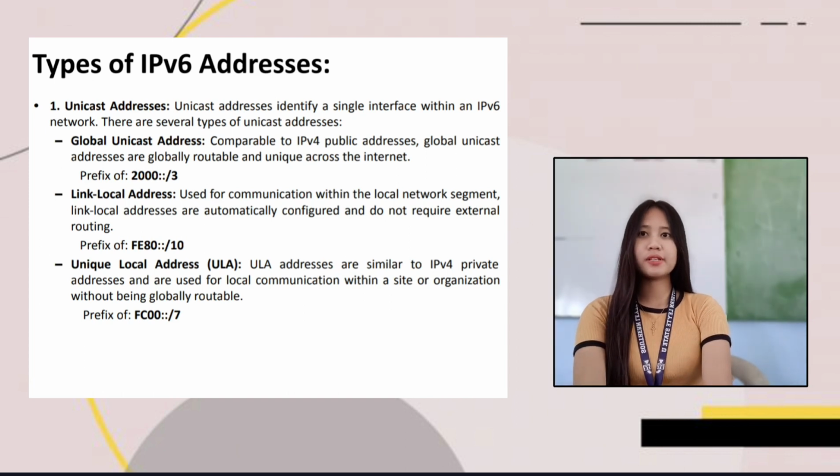Types of IPv6 addresses. Unicast addresses. Unicast addresses identify a single interface within the IPv6 network. There are several types of unicast addresses. Global unicast address. Comparable to IPv4 public addresses, global unicast addresses are globally routable and unique across the Internet.